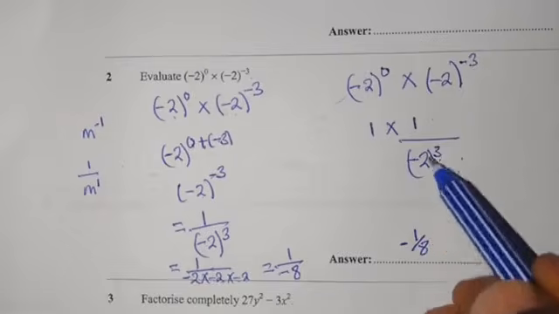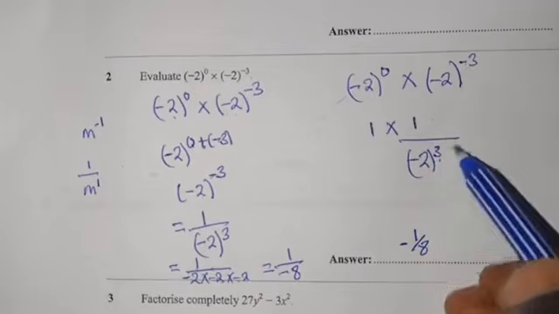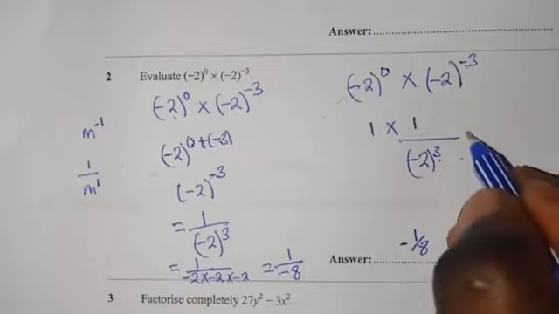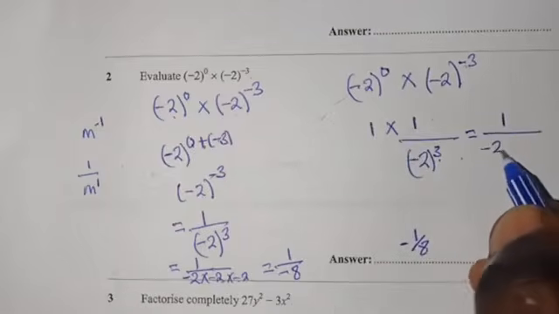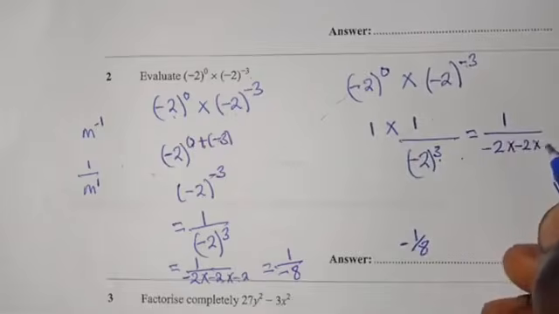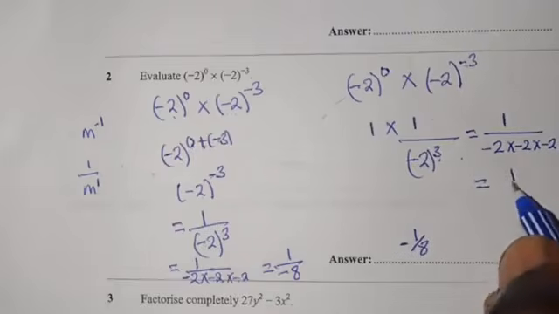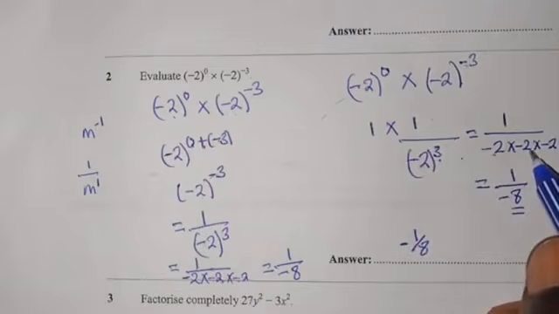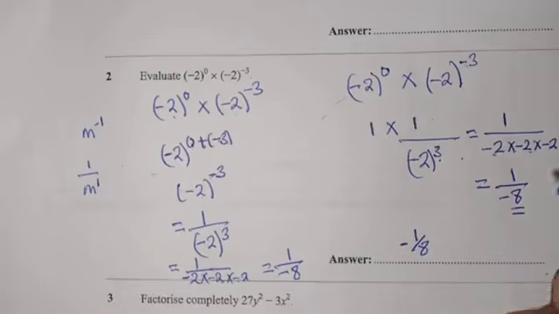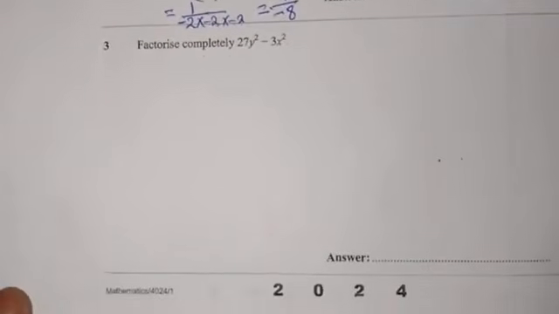By way of writing this, I've gotten rid of the negative power. So I'm going to say 1 times 1 is 1 over minus 2 times minus 2 times minus 2, because it's raised to the power of 3. This will give us 1 over minus 8. Negative 2 times negative 2 is positive 4. Positive 4 times negative 2 is negative 8. So both methods will give you the same answer. So we are done answering our question 2.